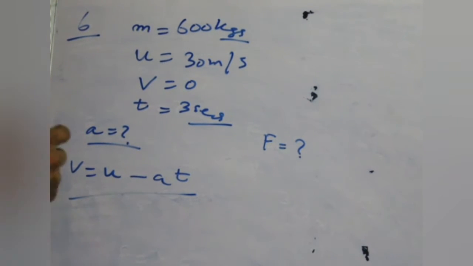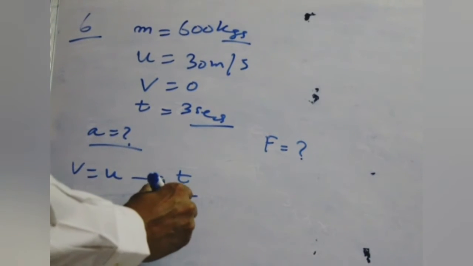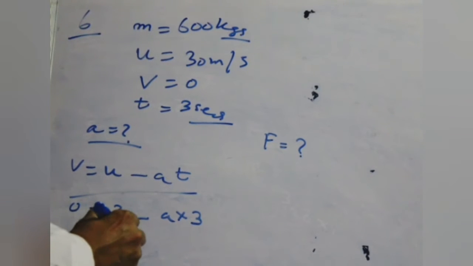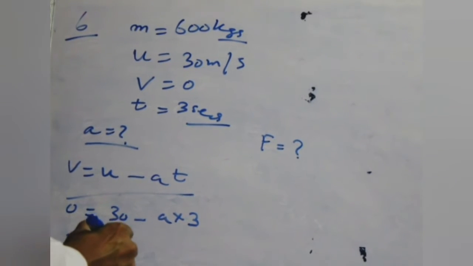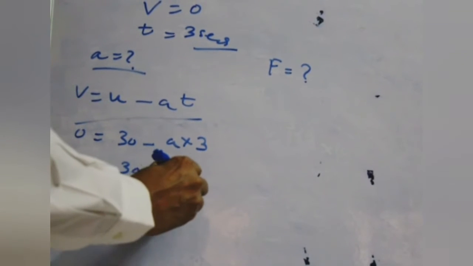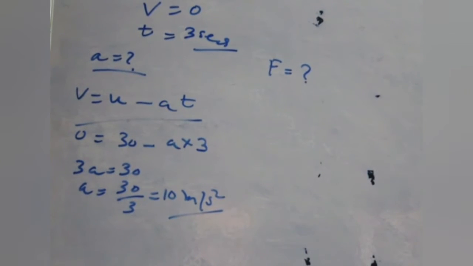Now V is 0. U is 30 minus A into T is 3. That means 3A is equal to 30. That means A is equal to 30 divided by 3. That means equal to 10 meter per second square. Now this is acceleration. Okay.